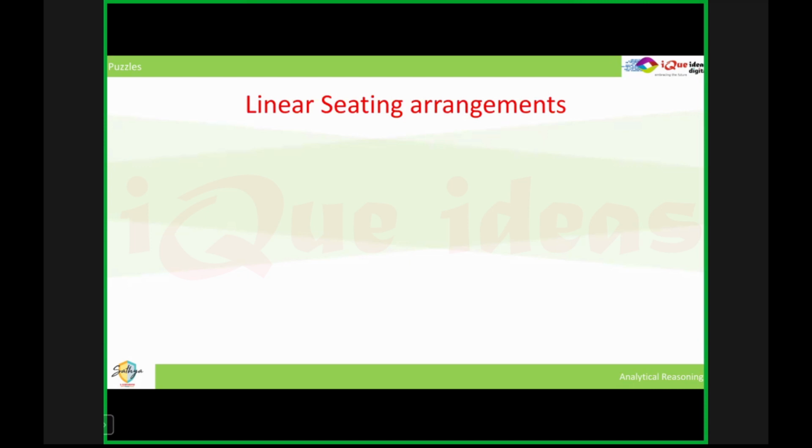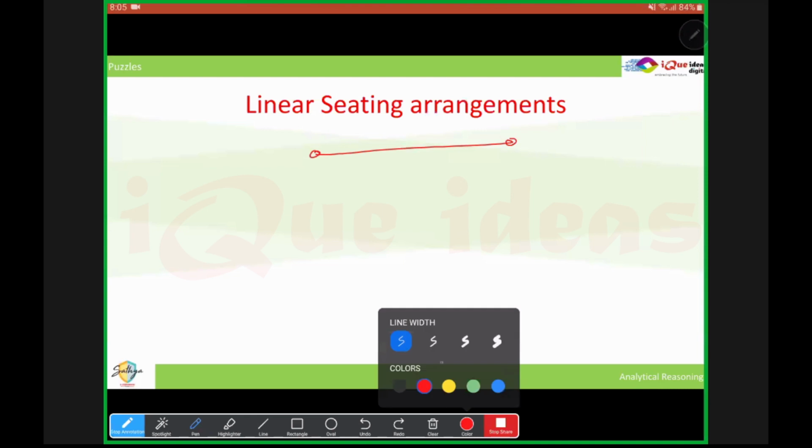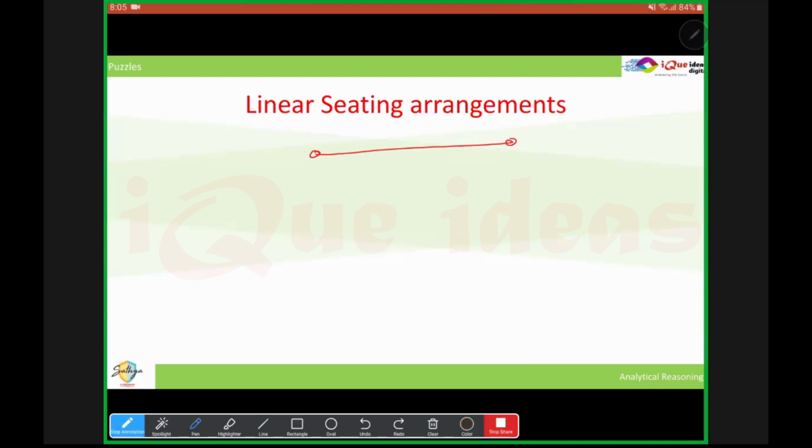Linear sitting arrangement literally means people sitting in a straight line, right? So first, let's take a look at linear sitting arrangement. When people are sitting together in a straight line, it's called a linear sitting arrangement. So in a linear sitting arrangement, the first rule you have to remember is that we always assume that everybody is facing north or the upwards direction.